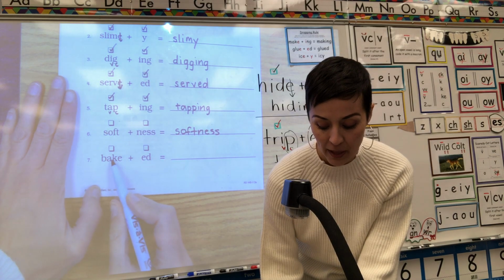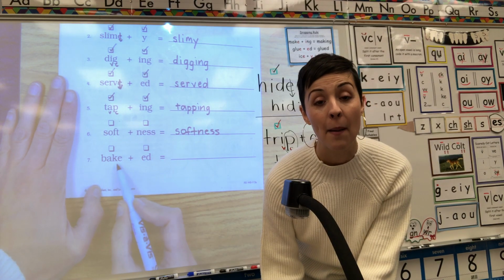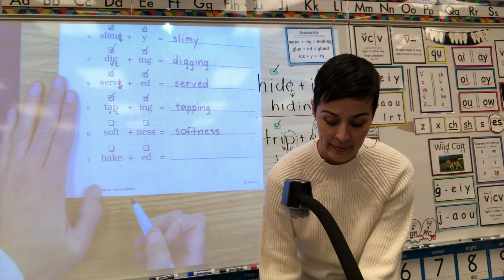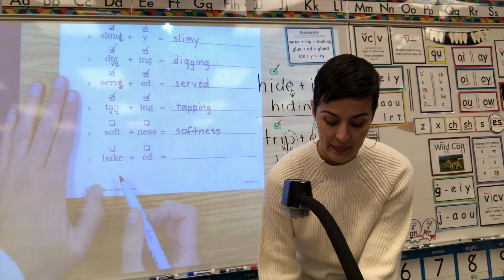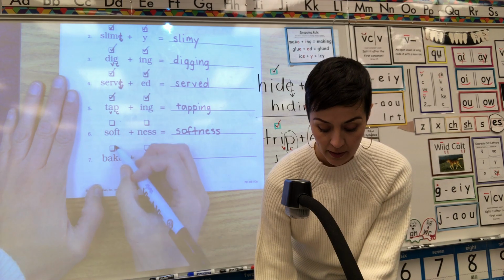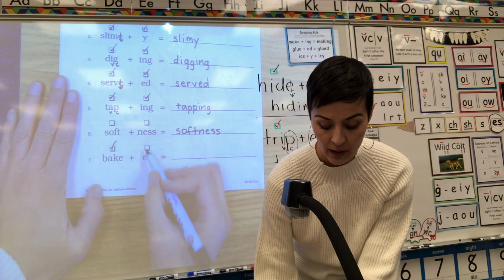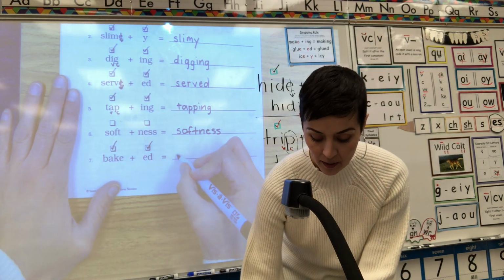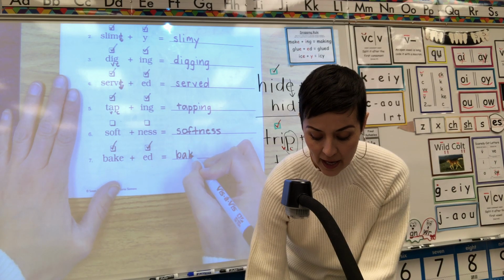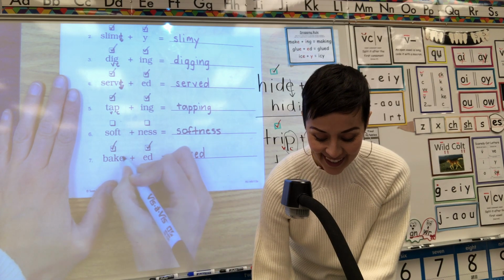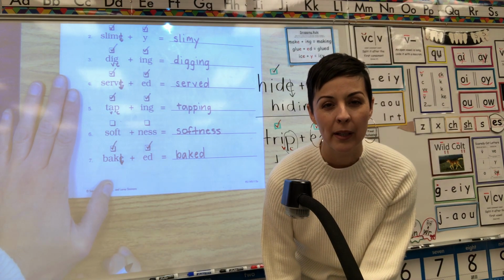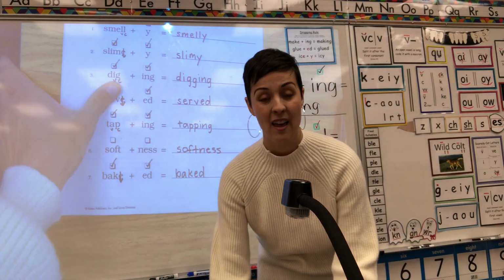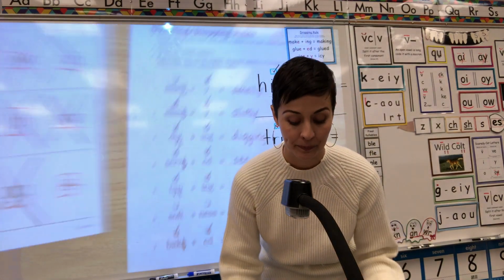Nice job. Last one, bake plus ed equals baked. Go. Okay, I'm going to check it for me now. Ends in an E, that's a vowel suffix. Will you spell baked for me? Tell me, how did you do it starting B? Ready? B-A-K-E-D. Nice. Good work dropping the E out of root word bake. Okay, guess what? That's it for the doubling and dropping rule.